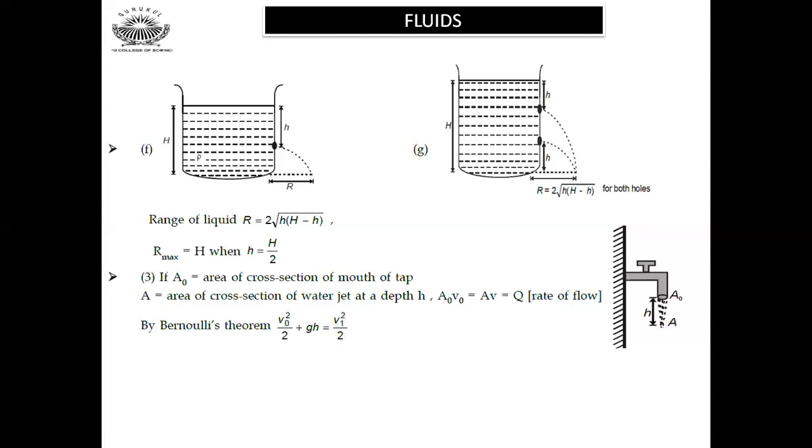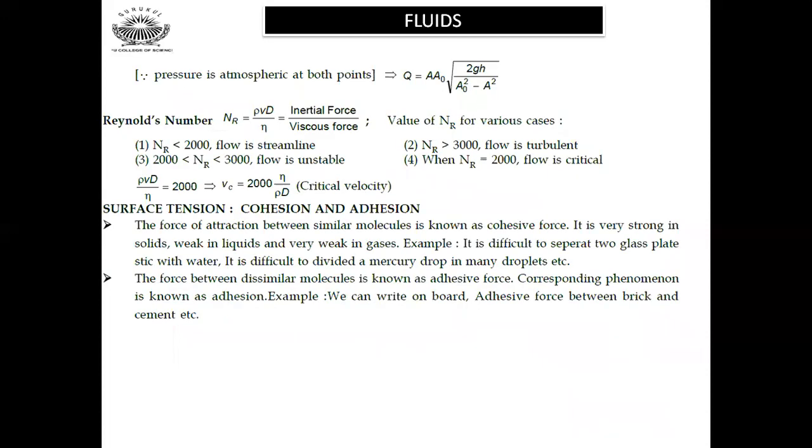So if A naught is the area of cross section of the mouth of the tap, then according to Bernoulli's theorem, V naught square by 2 plus gh will be equal to V1 square by 2. Now Reynolds number NR will be equal to rho V d divided by eta. So it will be equal to inertial force divided by viscous force. Here it is a dimensionless number and it will determine the flow of the fluid.